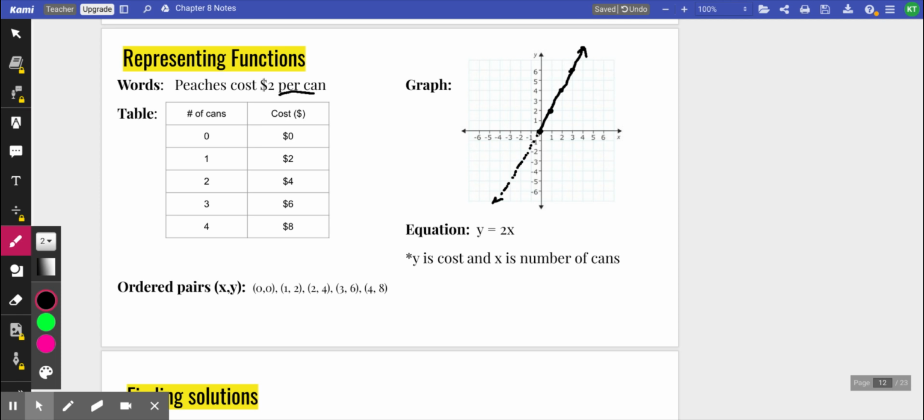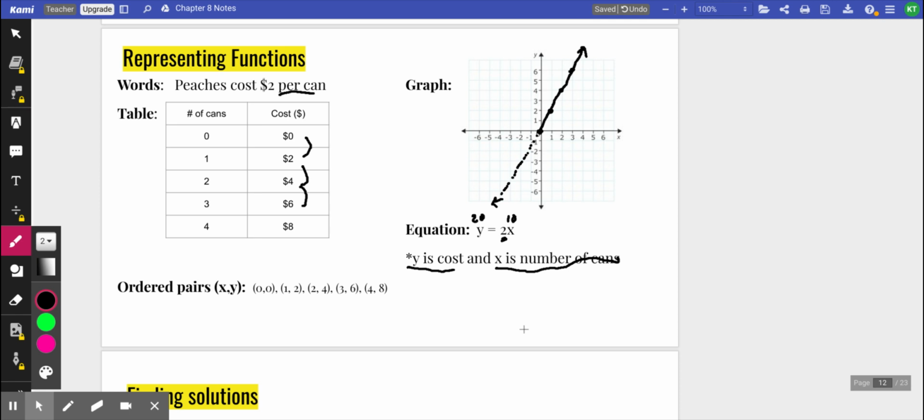And our constant change, if we notice what's happening each time we go up one on the cans, this is going up by two, right? $2 per can, right? So we just multiply the number of cans by two. And if you look, y is the cost and x is the number of cans, right, in my equation. So if I wanted to figure out what does 10 cans cost, right? Well, it's 2 times 10, right? $2 per can. That would be $20.